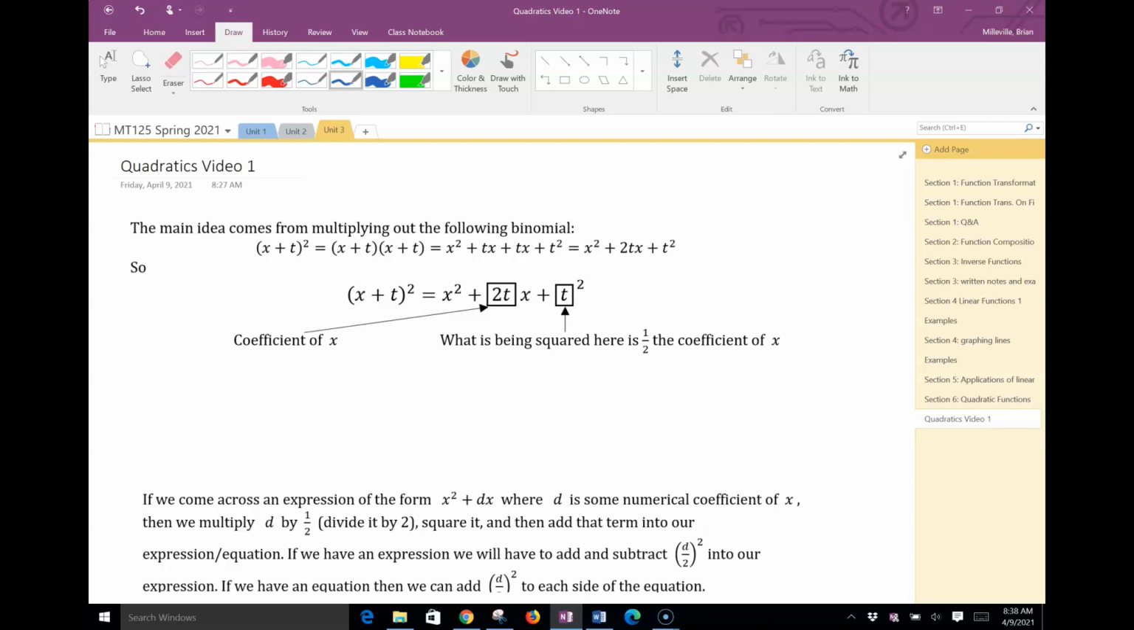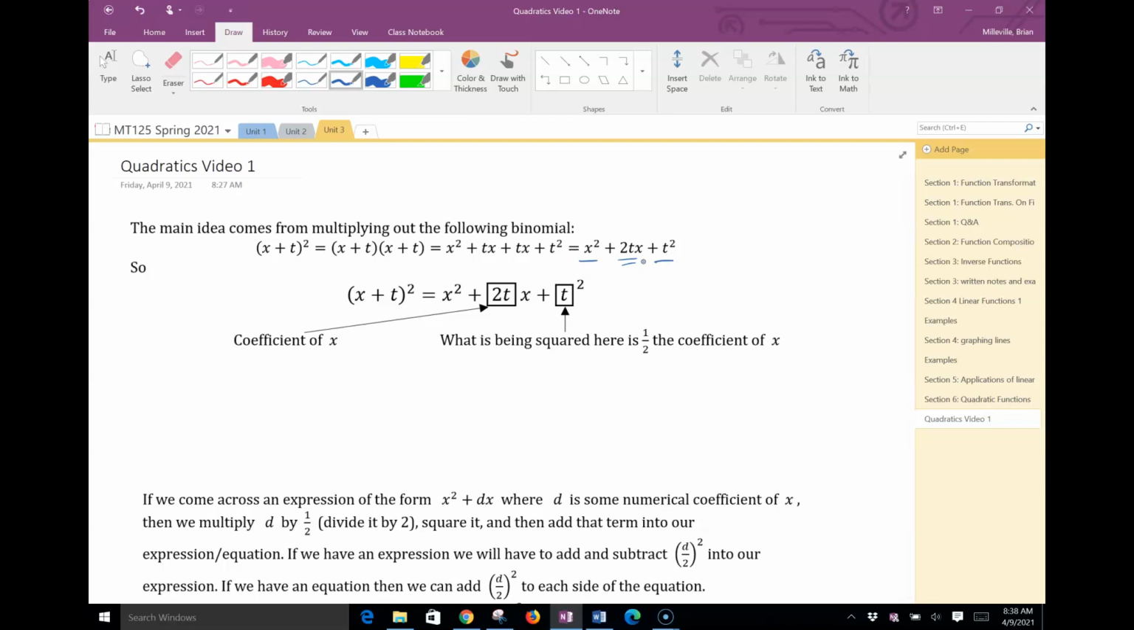Just a reminder, we started this in a previous recording, that the main idea for completing the square comes from multiplying out the standard binomial x plus a number. I had that number listed as t. We always end up with each individual term squared, but we end up with double the cross product. So x times t times x, doubled.